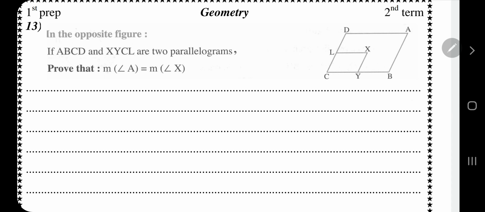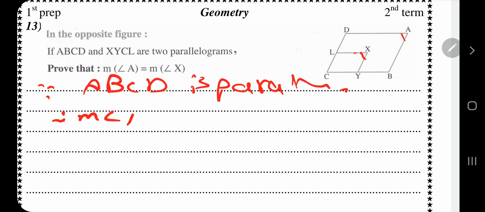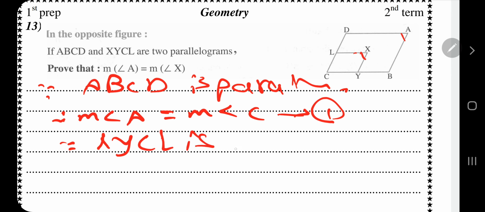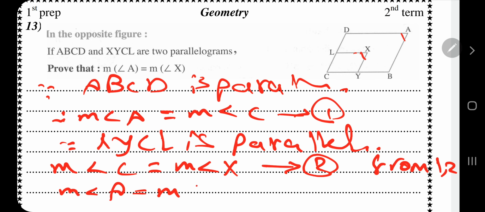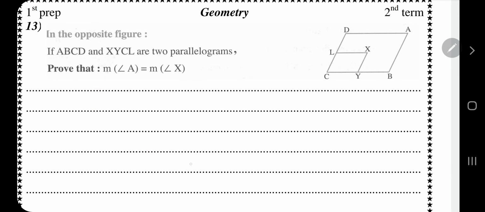He asked me to prove that measure of angle A equals measure of angle X. At first, since ABCD is parallelogram, that means measure of angle A equals measure of angle C. This is number 1. Since XYCL is parallelogram, that means measure of angle C equals measure of angle X. This is number 2. From 1 and 2, measure of angle A equals measure of angle X.